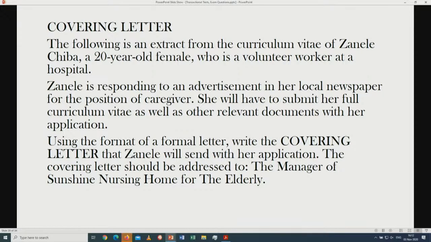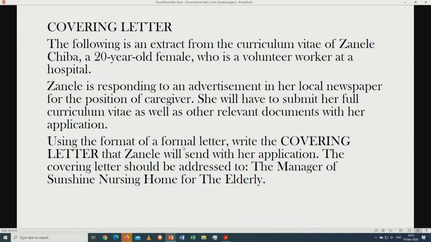Now, I was not able to include the CV that had been included. But this will give you an idea of what this question may be like in an exam. Take a look. The following is an extract from the curriculum vitae of Zanele Chiba, a 20-year-old female who is a volunteer worker at a hospital. Zanele is responding to an advertisement in a local newspaper for the position of caregiver. She will have to submit her full curriculum vitae as well as other relevant documents with her application.